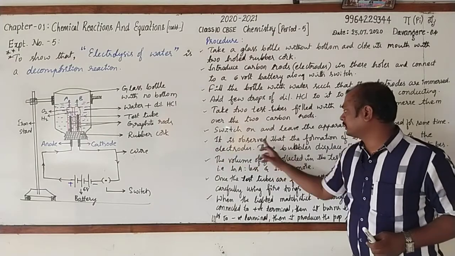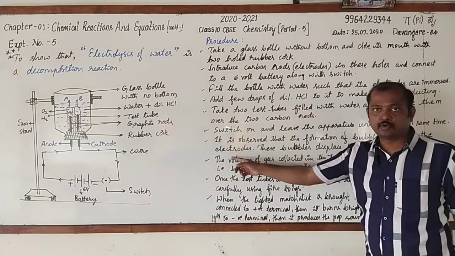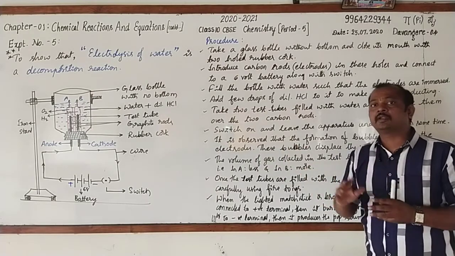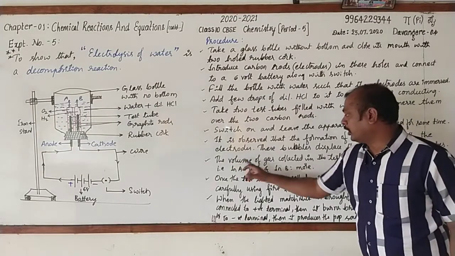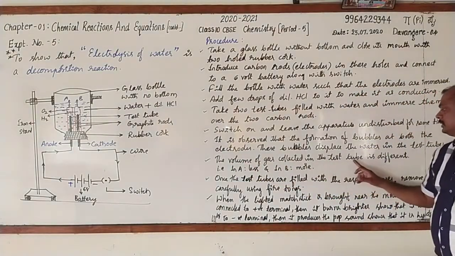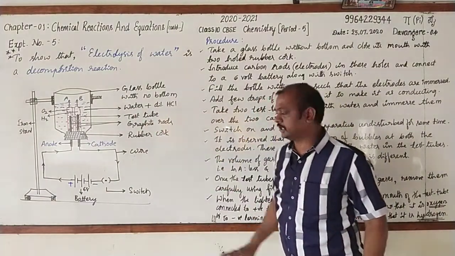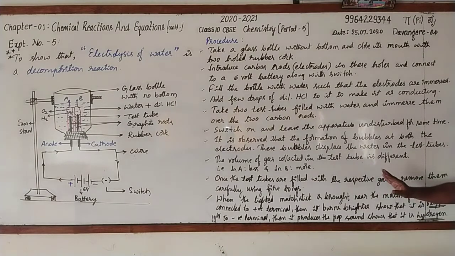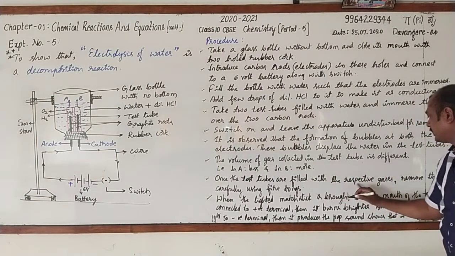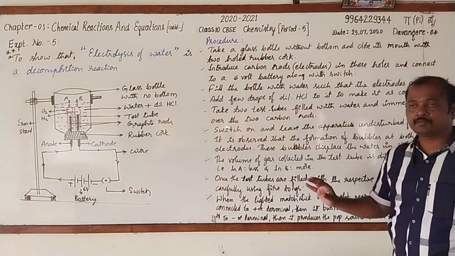Then we can observe the formation of bubbles at the electrodes, which indicates they are filled with the gases. And the volume of gas collected in the test tubes is different. There we have shown that. Once the test tubes are filled with the respective gases, then remove them using the tongs carefully.